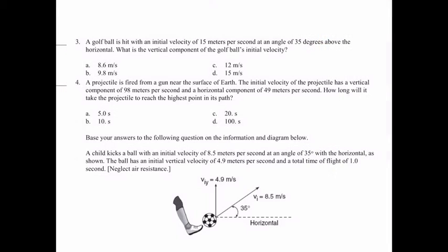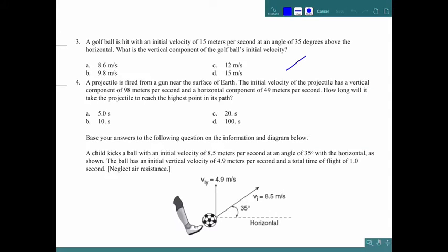All right, question number 3. A golf ball is hit with an initial velocity of 15 meters per second at an angle of 35 degrees above the horizontal. What is the vertical component of the golf ball's initial velocity? So what we would do is we'd have 15 meters per second at an angle of 35 degrees. We want to know what the vertical component is, which would be the part that is going up like this. I kind of ran into that 15. You could also write it over here, right?